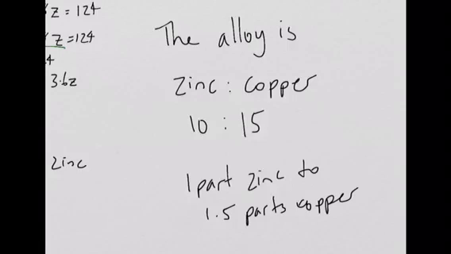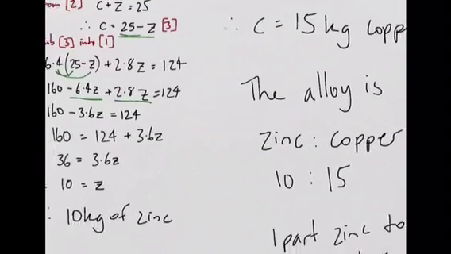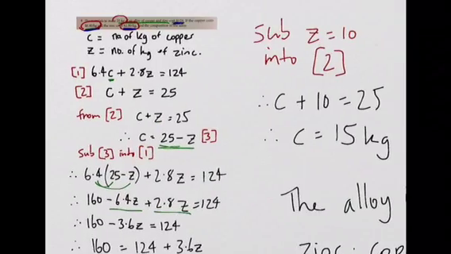Because it's talking about the composition, it's just asking for the general ratio. Anyway, that's one way to answer it. You could have just said it's 15 kilograms copper, 10 kilograms zinc, which is probably what they had in the back of the book.